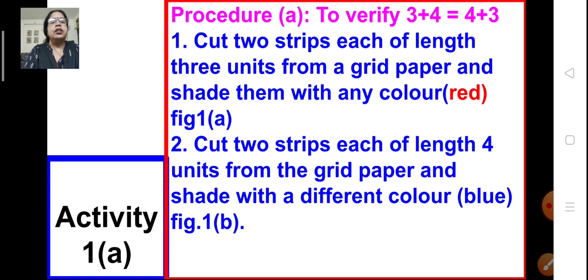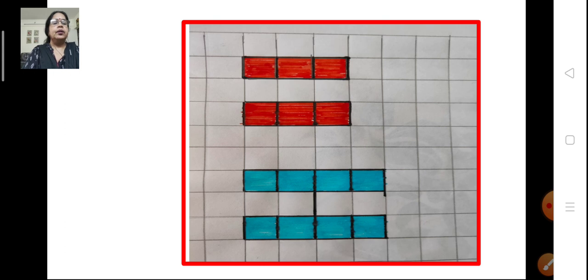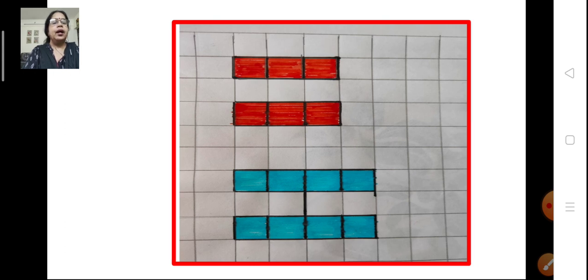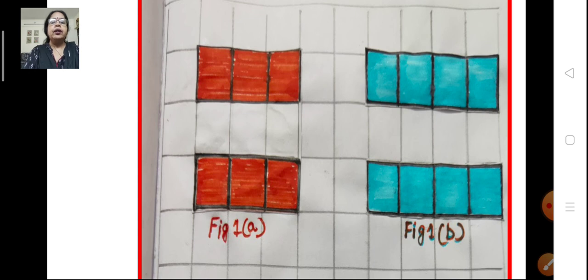In the first step, you will write, cut 2 strips each of length 3 units from a grid paper and shade them with any color. For example, red, as shown in the figure 1A. Now, second step, cut 2 strips each of length 4 units from the grid paper and shade them with a different color, say blue, as shown in the figure 1B. So, you have to cut the strips like this and stick them on the left page of the activity notebook, that is figure 1A and figure 1B.